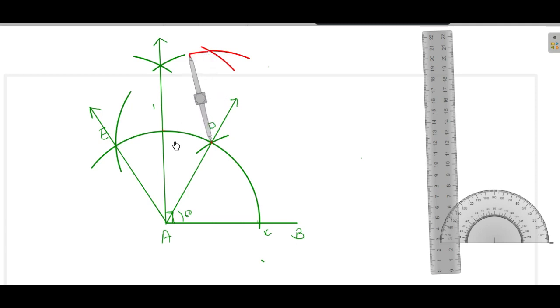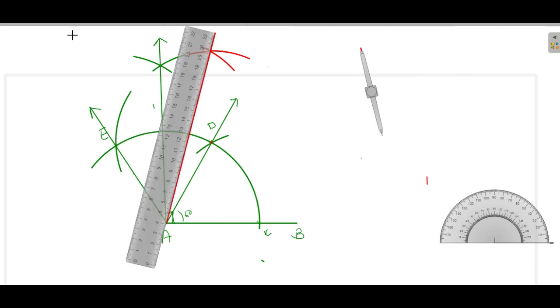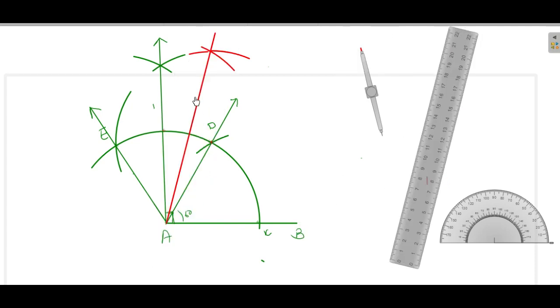So the line joining these two points will make an angle 75 degrees with AB. So the angle now is 75 degrees. How did we get this? By drawing the bisector of angle 90 and 60 degrees, we got the angle 75 degrees. If we bisect the 90 degree angle and 120 degree angle, we will get 105 degrees angle. So let us not change the radius of the compass.